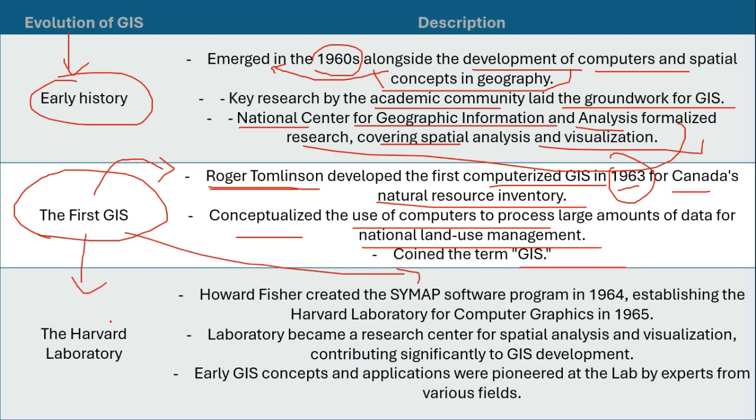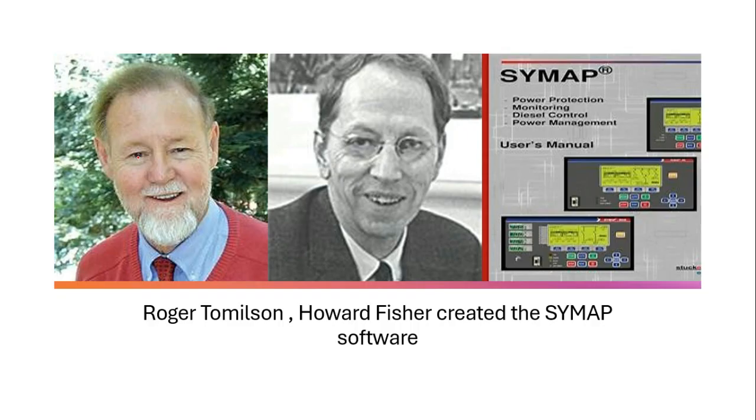And after that, in the evolution part, the Harvard Laboratory also contributed. Howard Fisher created the SYMAP software program in 1964, establishing the Harvard Laboratory for Computer Graphics in 1965. That Harvard Laboratory became a research center for spatial analysis and visualization that contributed a huge part in GIS development. Early GIS concepts and applications were pioneered at that laboratory in different fields. Here you can see the picture of Roger Tomlinson, the father of GIS, and Howard Fisher, who created the SYMAP software at the Harvard Laboratory, which is used for various applications in geoinformatics and contributed a huge part in the evolution of GIS.